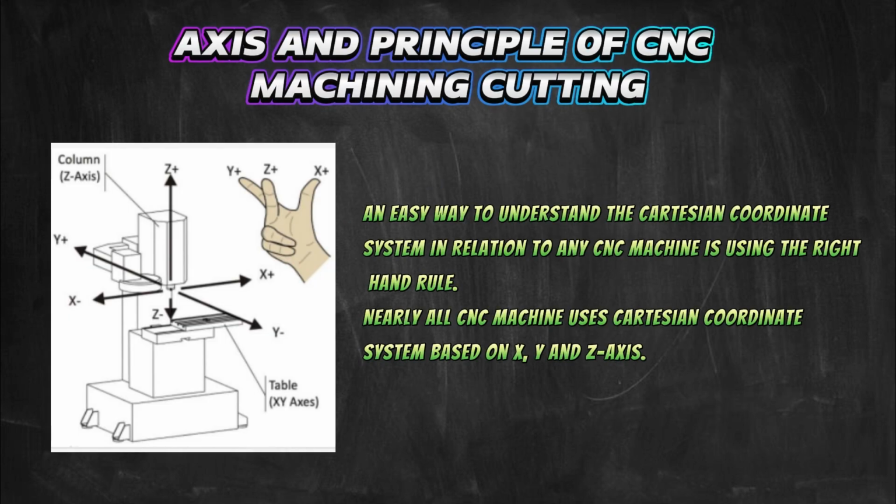An easy way to understand the Cartesian coordinate system in relation to any CNC machine is using the right-hand rule. Nearly all CNC machines use the Cartesian coordinate system based on X, Y, and Z axes.